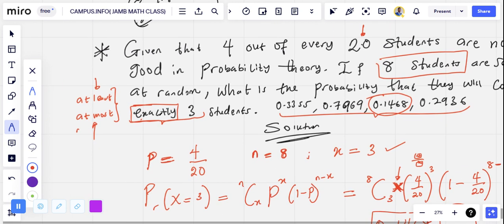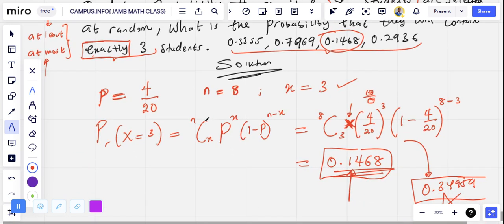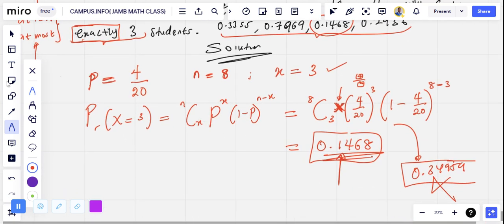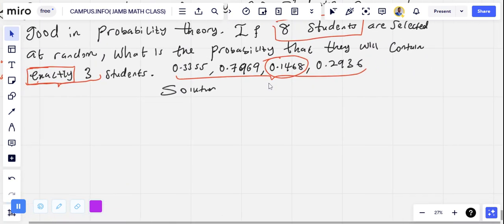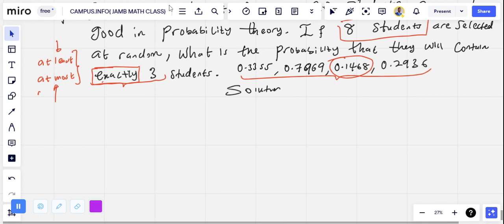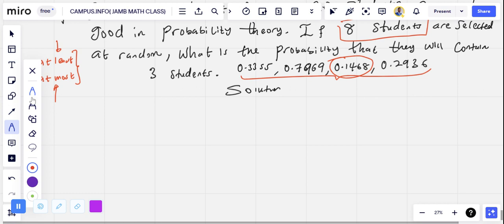But what if the question did not say exactly three? Exactly three simply means x is equal to three, and that's all. But if it is at least three, what are you going to do, guys? So I want to rub this off. Let me try to clear this off now. So guys, if I want to change this exactly three, let's say the question is now at least three.